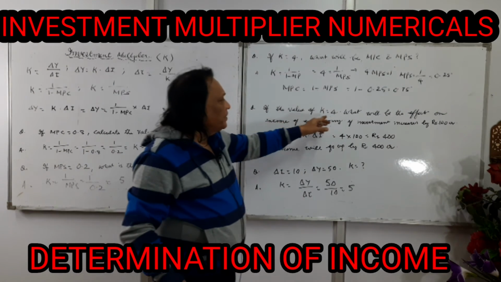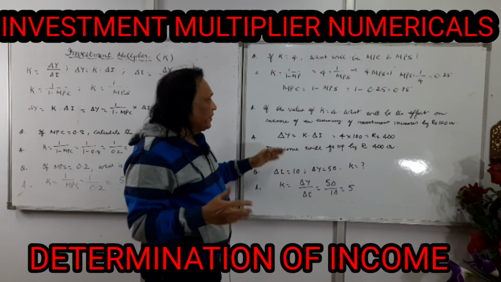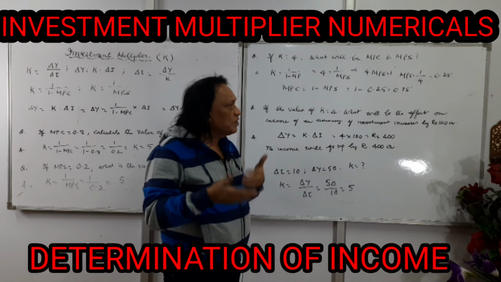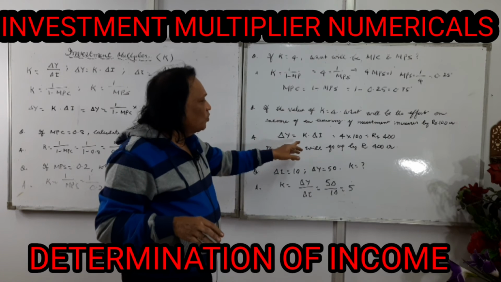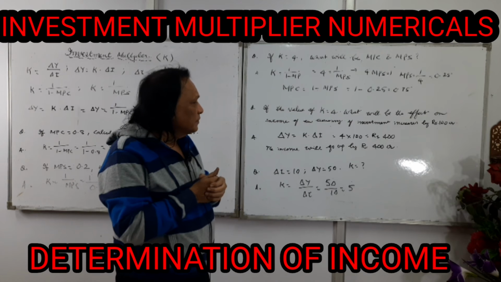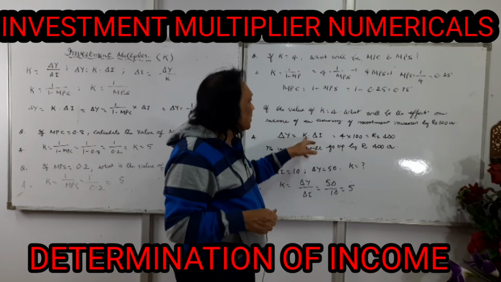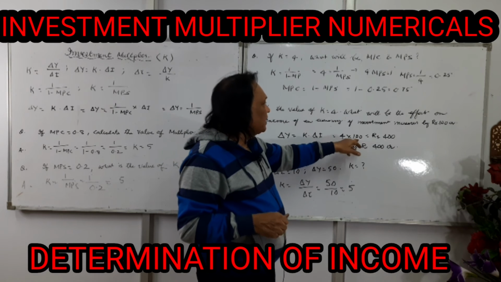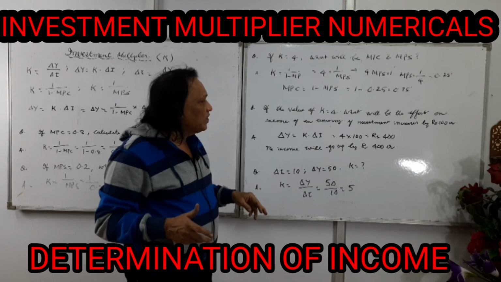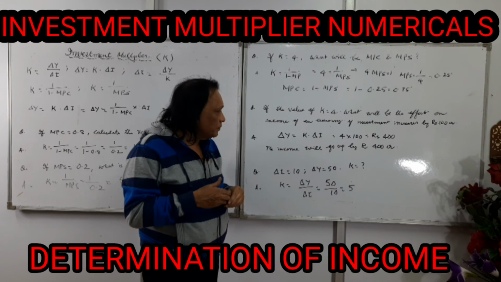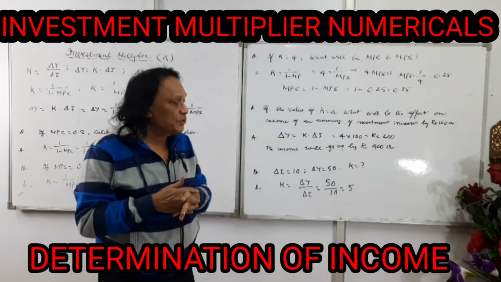Now one more sum from the multiplier. If the value of K is 4, what will be the effect on income of an economy if investment increases by 100 crores? We know delta Y is equal to K times delta I. K is 4 times, and delta I is given as 100, so the change in income delta Y will be 400. The income in the economy will go up by rupees 400 crores.